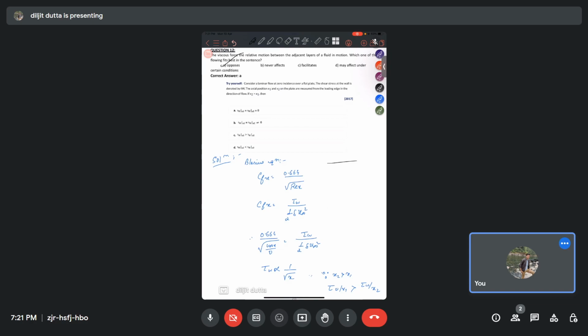Let us see. So this is one location and this is the other location. So this is the growth of the boundary layer. This is x1.